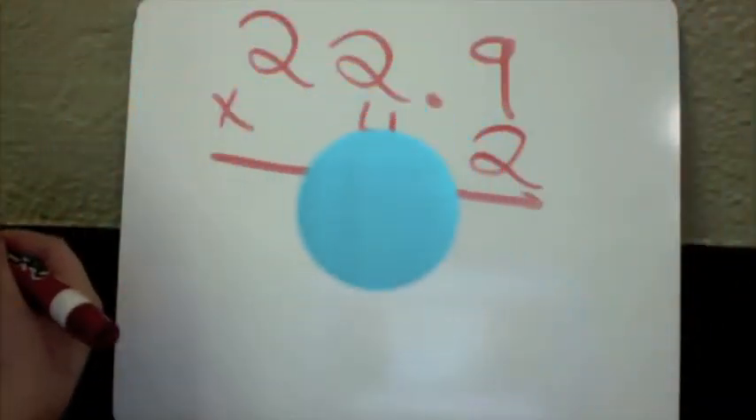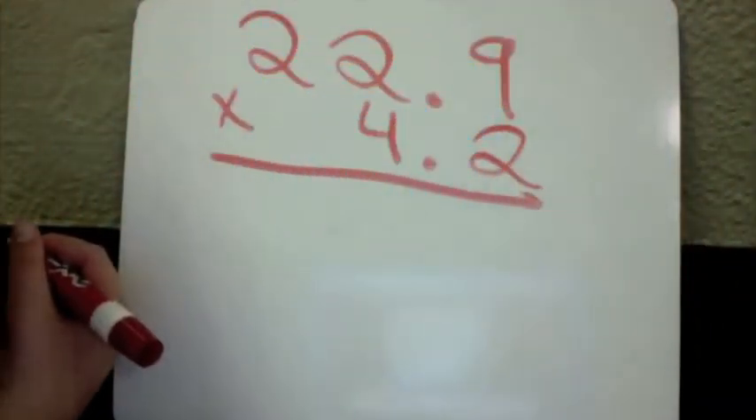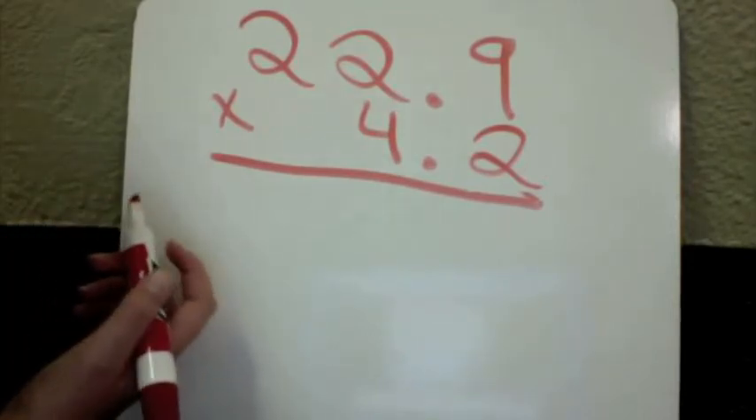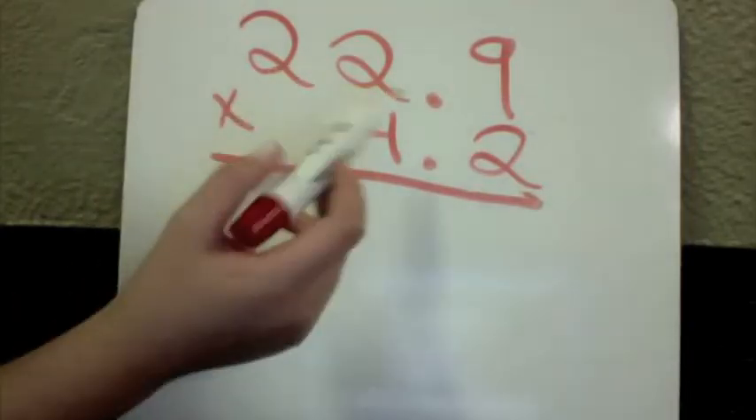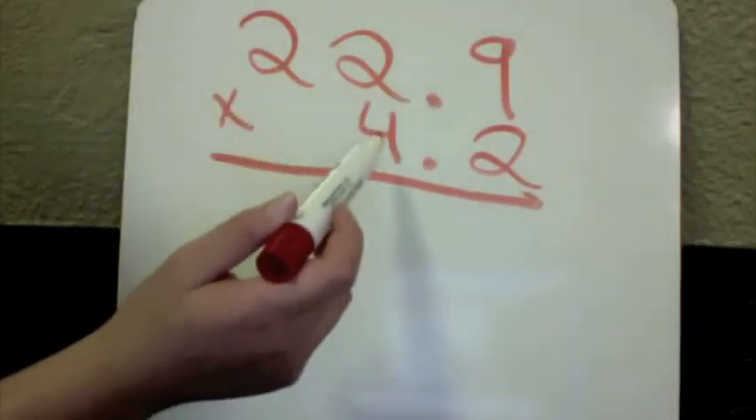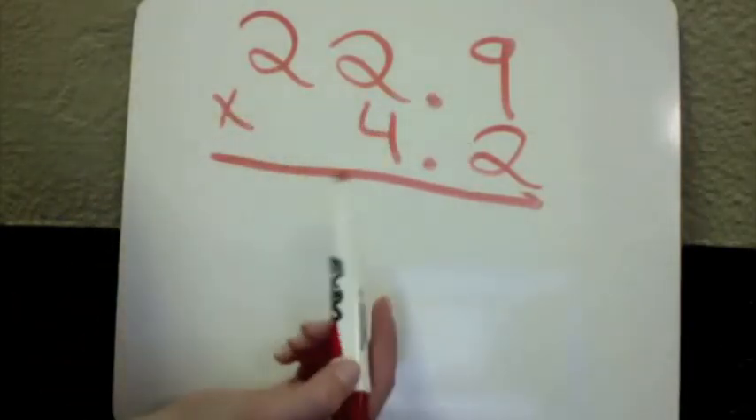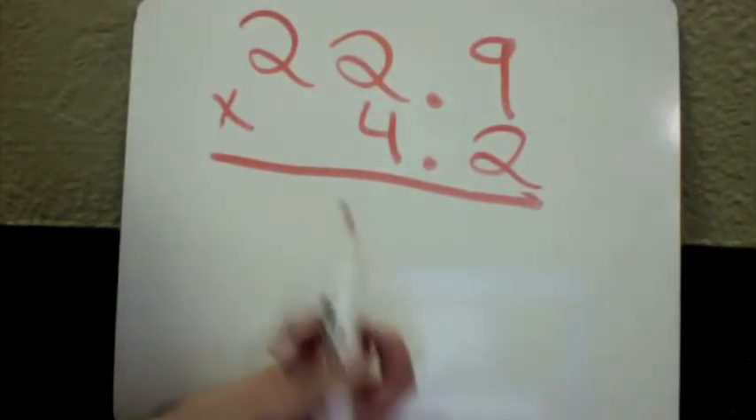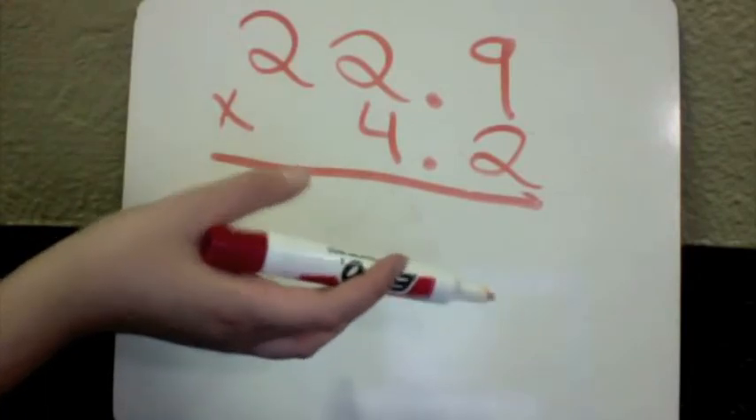Now that we know how to multiply whole numbers by decimals, we can now learn how to multiply decimals by decimals. So let's say we have this problem, 22.9 times 4.2. Like when we multiplied with whole numbers, we just multiply like usual.